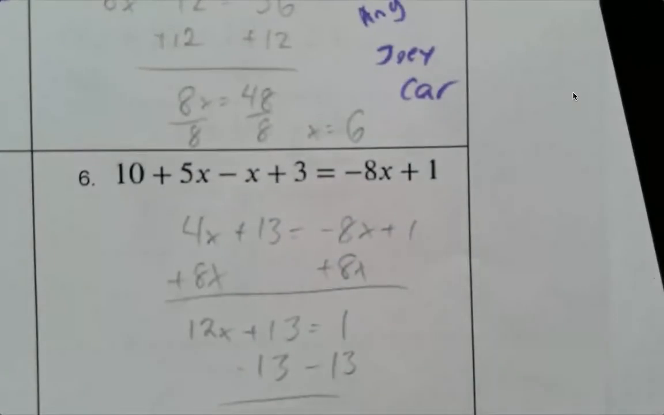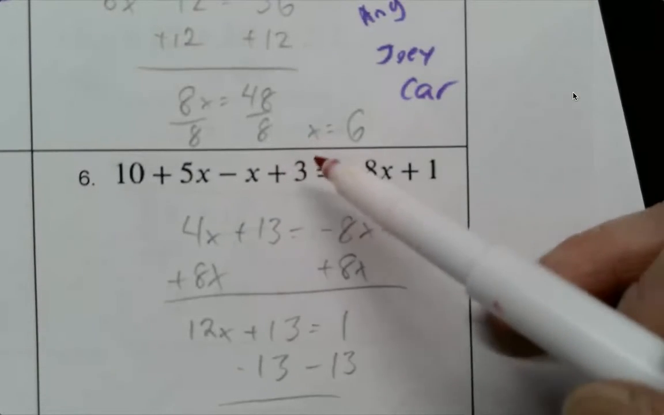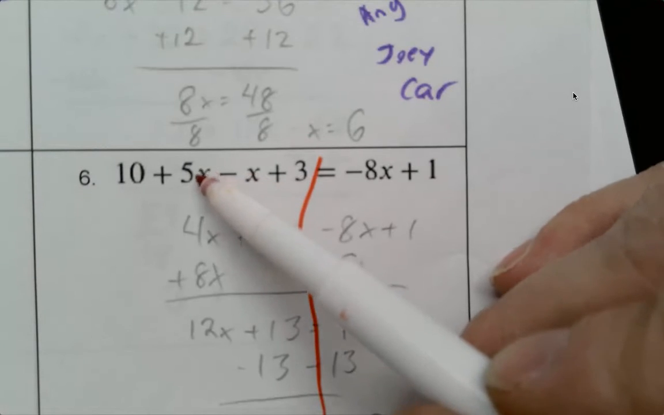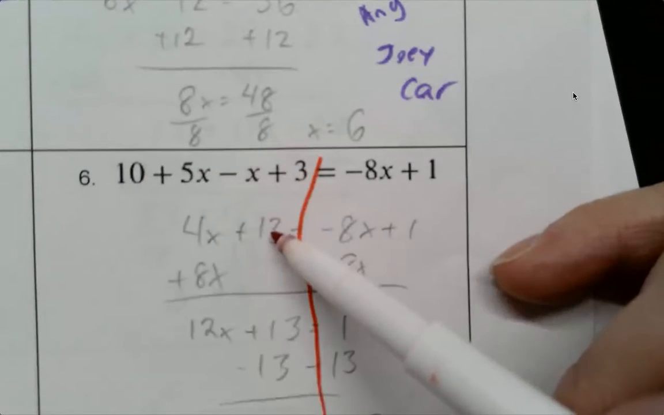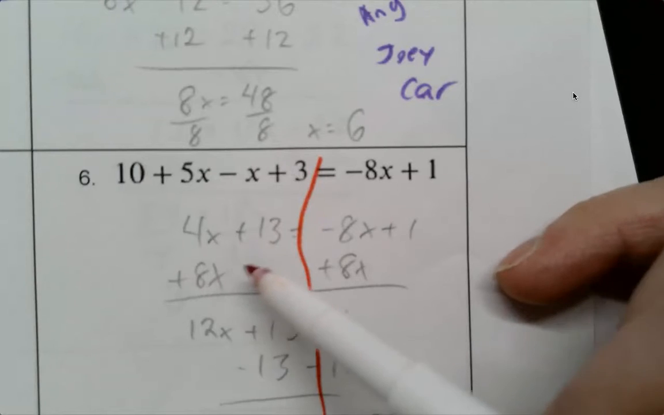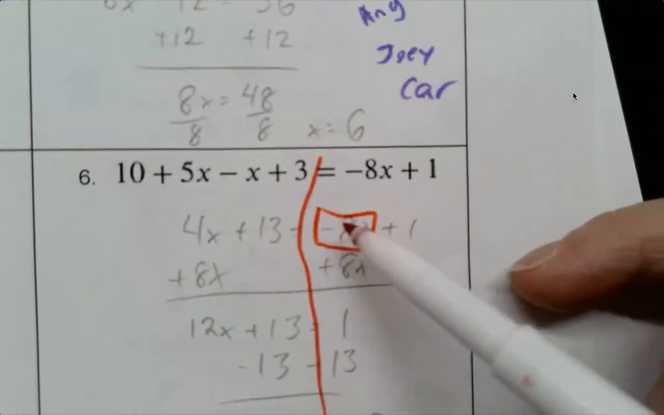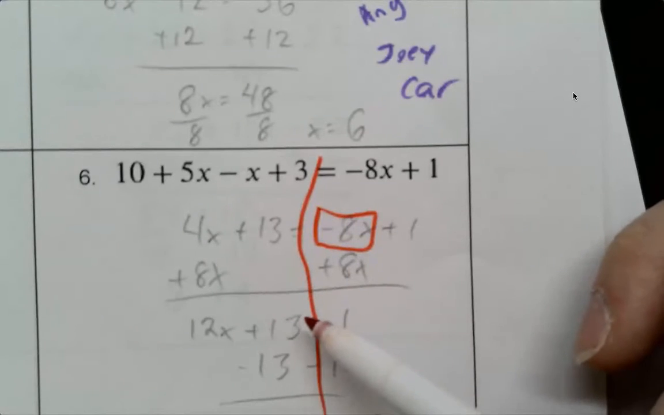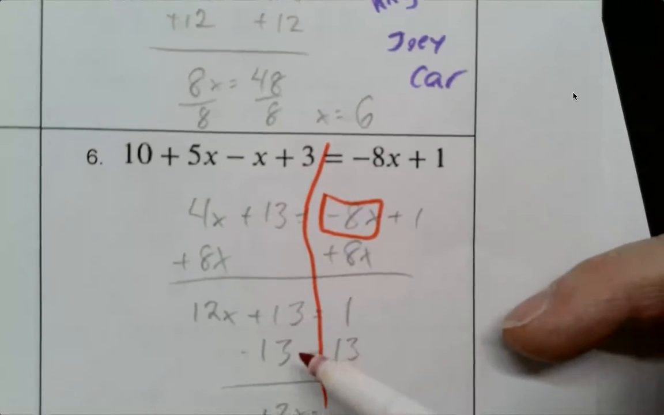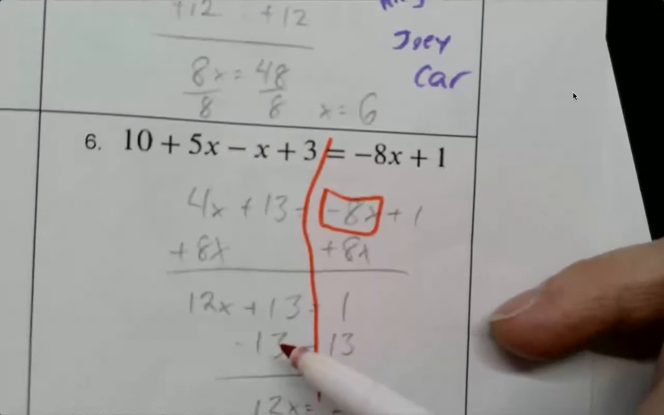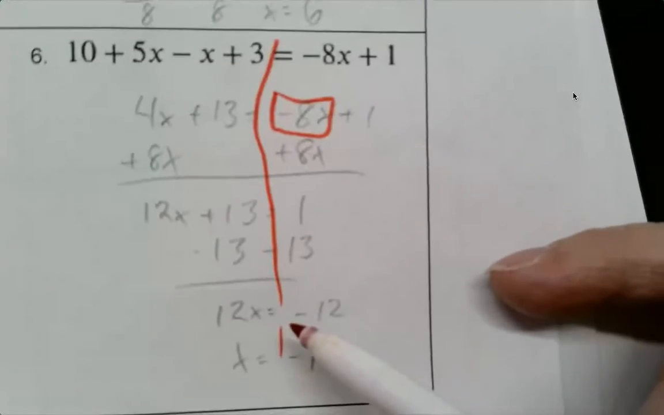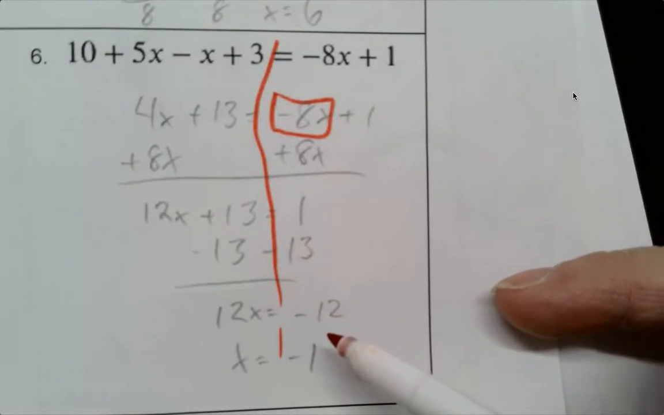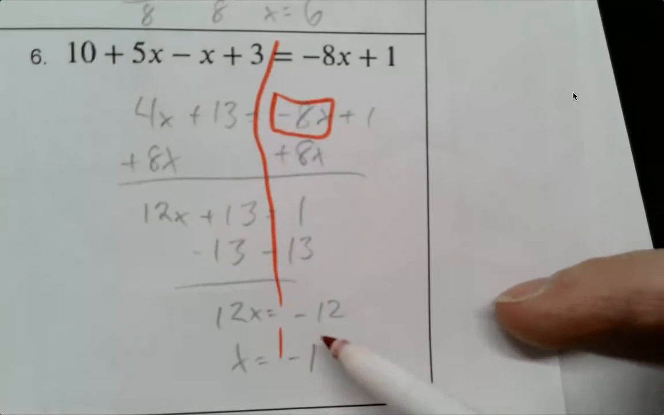Number 6, you've got to combine some like terms on the left side. So on this side, you're combining the negative x and the 5x. You get 4x. 10 plus 3 is 13. And then you do the normal. This one is smaller. Negative 8x is smaller than positive 4x. So you add 8x to both sides. Get 12x plus 13. And just solve like you normally would. Minus 13 to get rid of the plus 13. 12x equals 1 minus 13 is negative 12. And then you divide each side by 12 and you get negative 1.